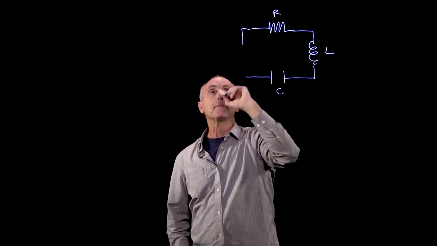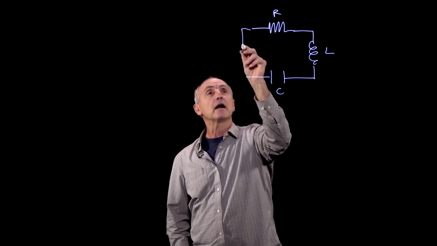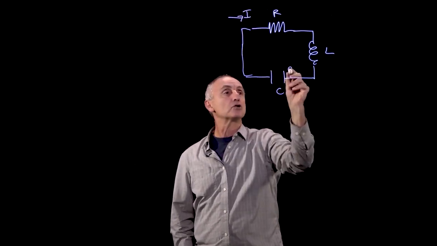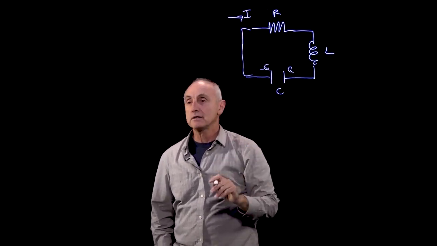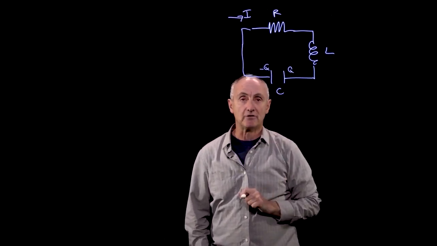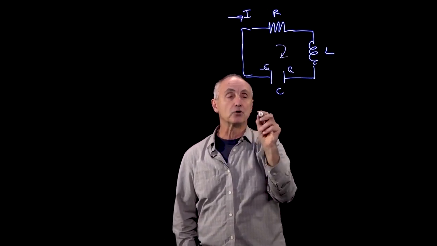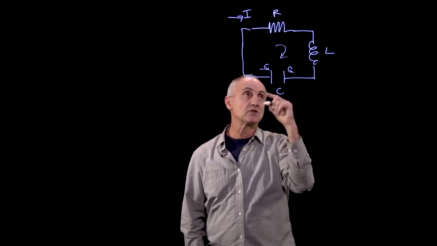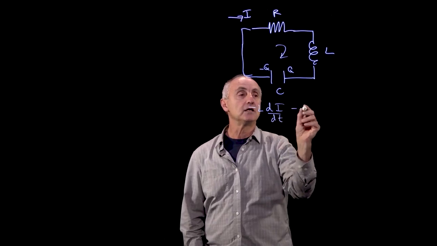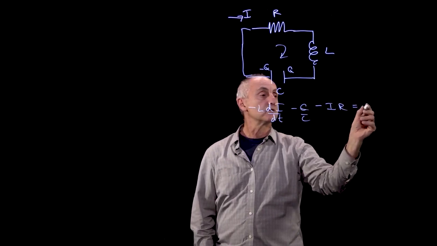And let's imagine that our circuit is connected so that at some point we have a current and a charge on the capacitor. Now, we would have to have some initial conditions to set this up, but we've talked about that when we have an RLC circuit. So if we circulate around here, we have our differential equation. In this case, there will be minus signs with every term: minus L di/dt, minus Q over C, minus IR is 0.